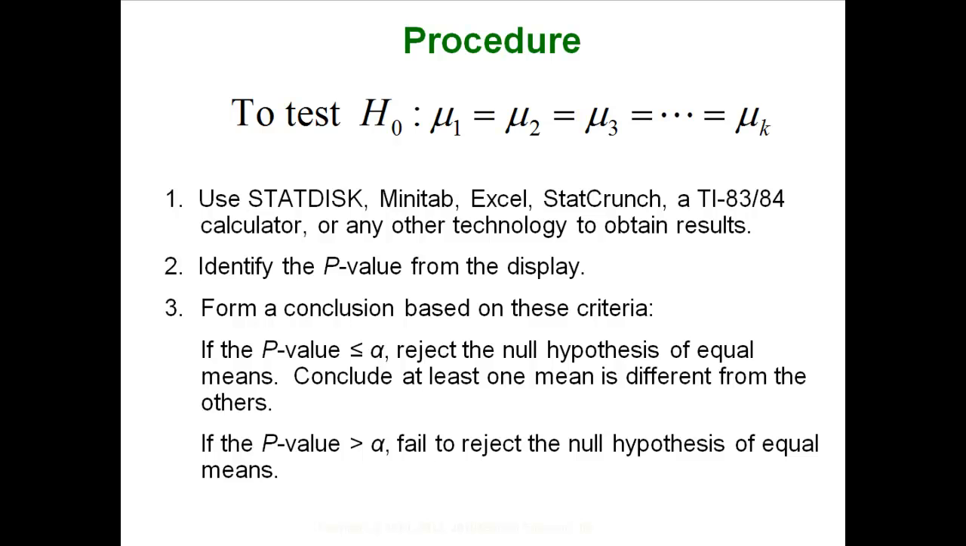In order to test your null hypothesis that all of the means are the same, you're going to want to use technology. The TI-83s can do these, StatCrunch can do it, and all the more advanced things like SAS and SPSS. You're going to want to identify your p-value and then use that to reject, rather than trying to come up with critical values.